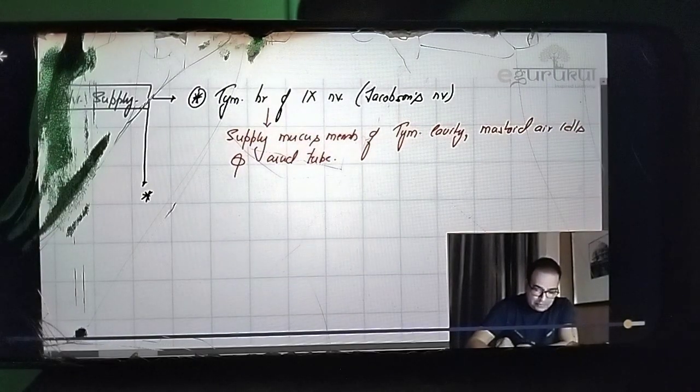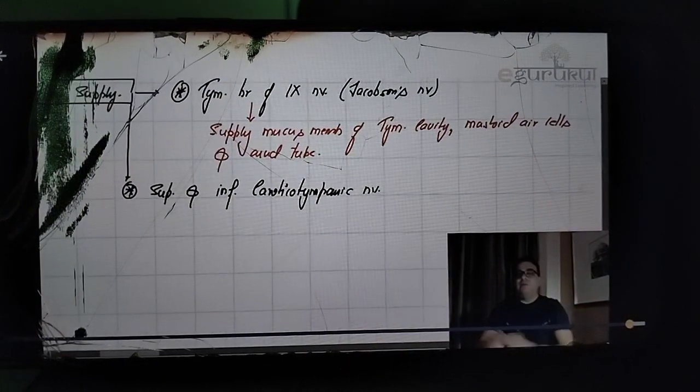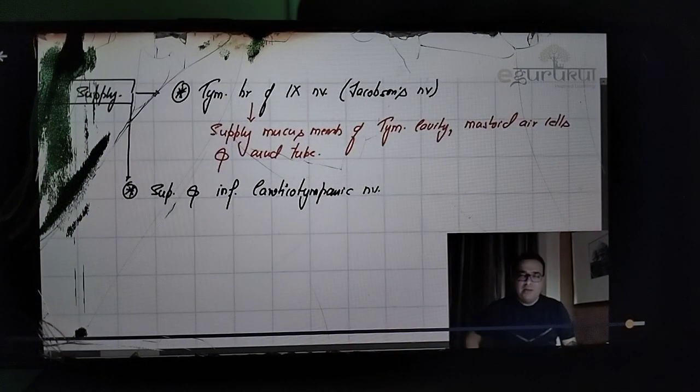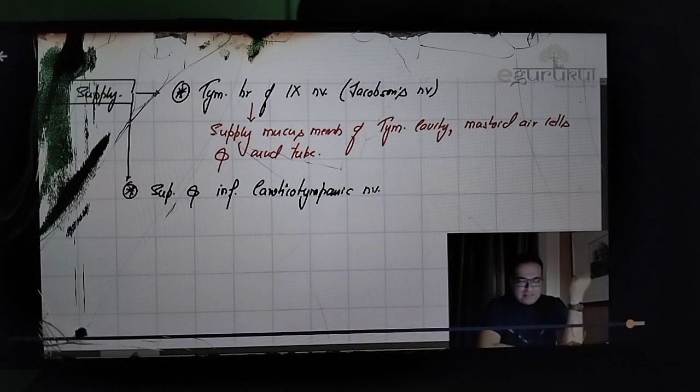And the sympathetic nerve, we said it is by what? It is by the superior and inferior carotico-tympanic nerve, which I don't have to tell you again. They're coming from the sympathetic plexus around the internal carotid artery. They enter from the anterior wall. So, well, that's about the middle ear cavity.